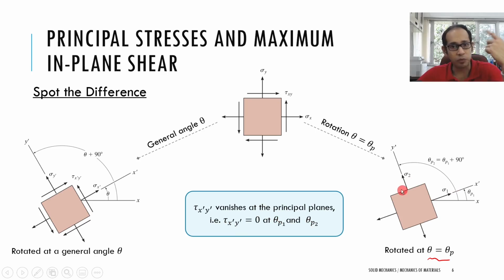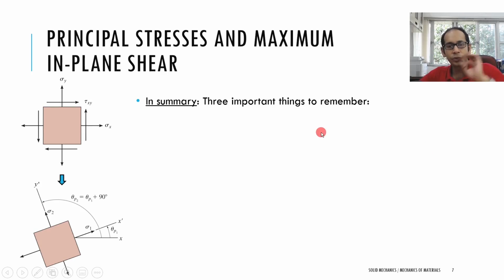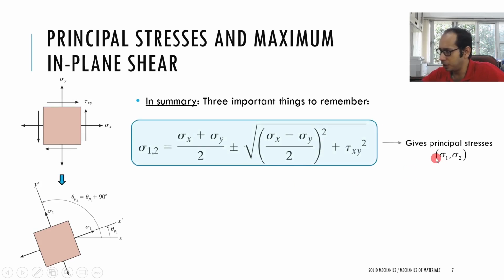And it's easy to note, remember from complementarity, if your tau vanishes in one of the faces, it has to vanish across all 4 faces. If it occurs in any one of the faces, it has to crop up in all the faces that you have over there, right? So in summary, 3 important things to remember. First of all, about this theta p1, theta p2, you have the principal stresses. These stresses are known as the principal stresses. Why? Because your element is rotated about the principal directions.